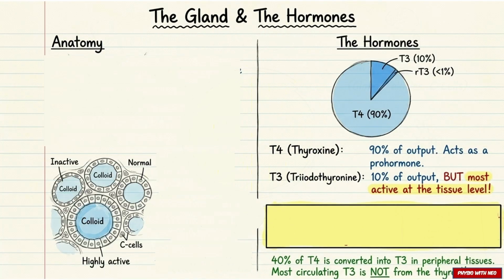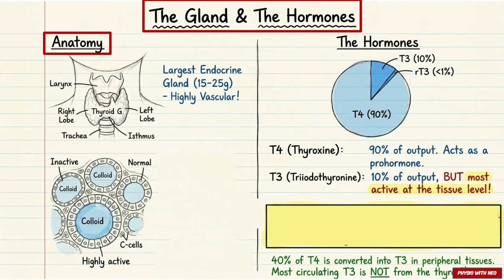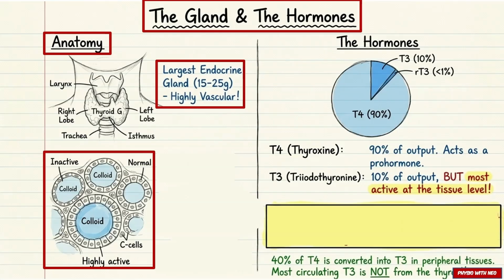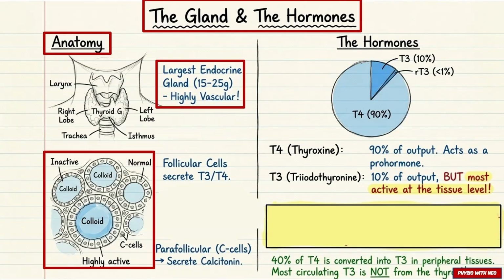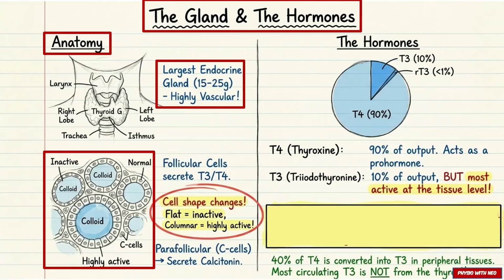Let's simplify the gland and the hormone. First, about the anatomy. Thyroid gland is the largest endocrine gland, about 15 to 25 gram, and it is highly vascular. Think of thyroid as a small factory. Here, the follicular cells secrete T3 and T4, whereas parafollicular cells or C cells secrete calcitonin. These follicular cells show shape changes depending upon the activity. Inactive cells are flat, whereas highly active cells become columnar.